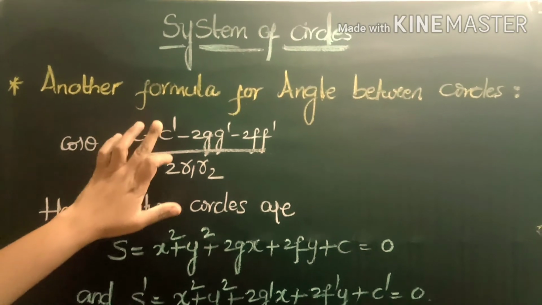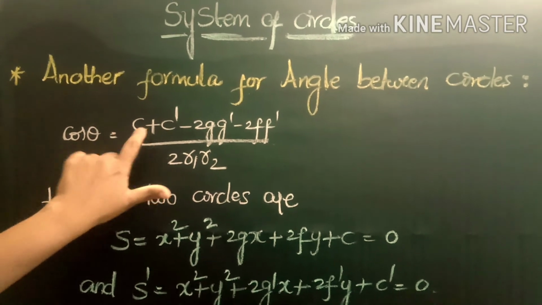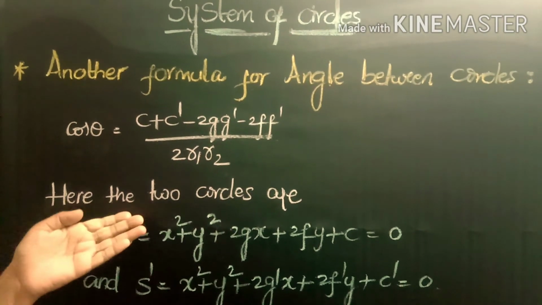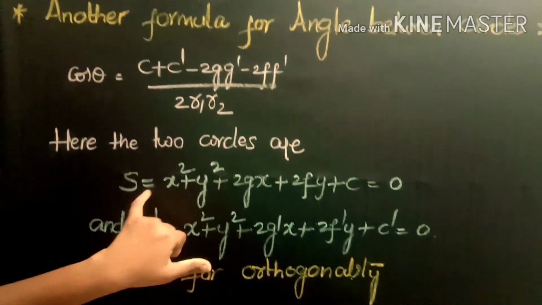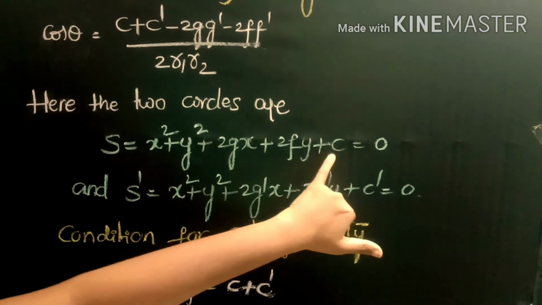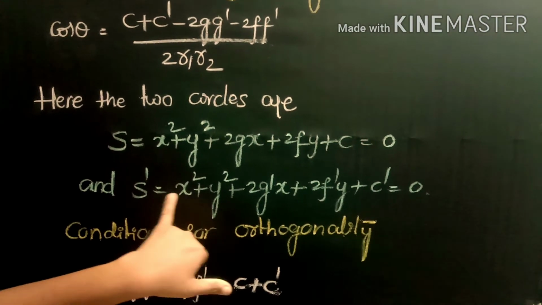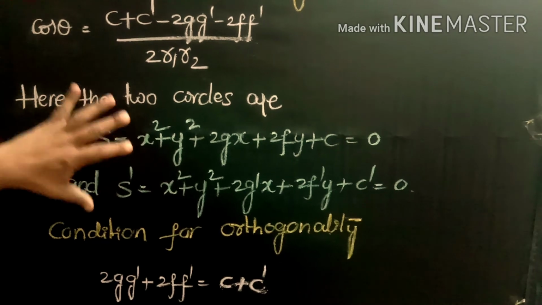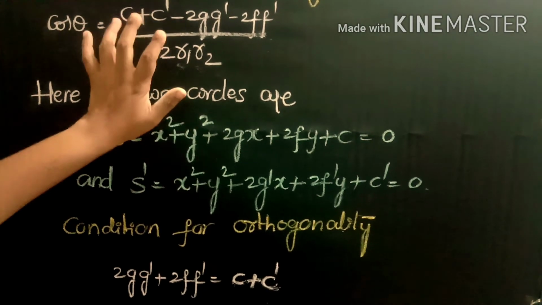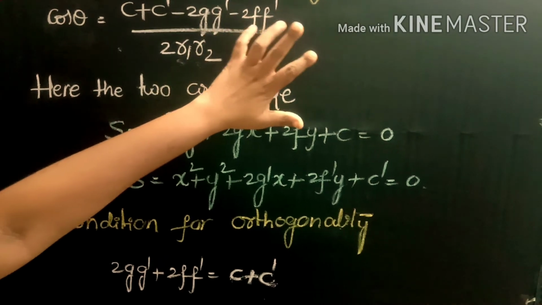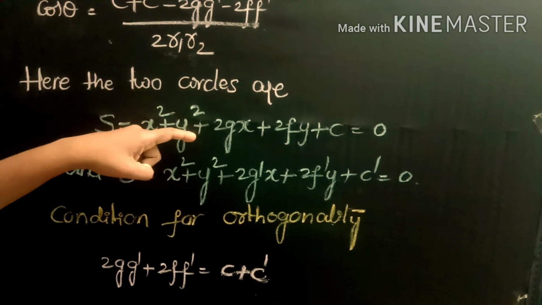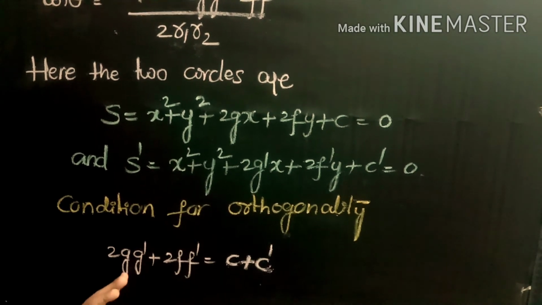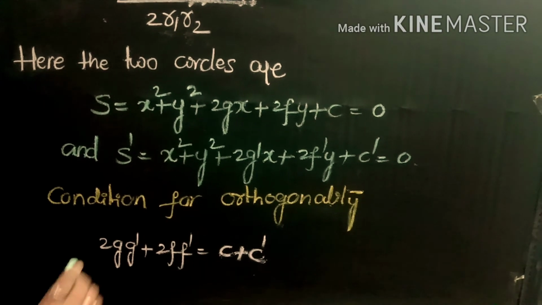Another formula for the angle between the circles is cos theta equals c plus c dash minus 2gg dash minus 2ff dash by 2r1 r2. Here the two circles are taken as s equals x square plus y square plus 2gx plus 2fy plus c equals 0, and s dash equals x square plus y square plus 2g dash x plus 2f dash y plus c dash equals 0. From these two circles we can take the values of c, c dash, g dash and f dash, and r1, r2 are the radii of the first and second circles. In this case the condition for orthogonality is 2gg dash plus 2ff dash equals c plus c dash.